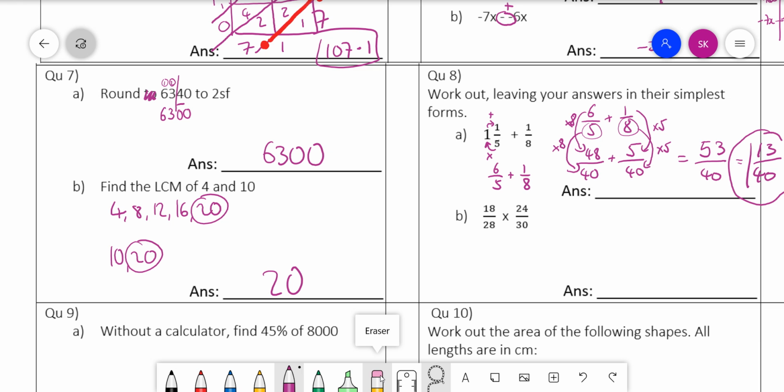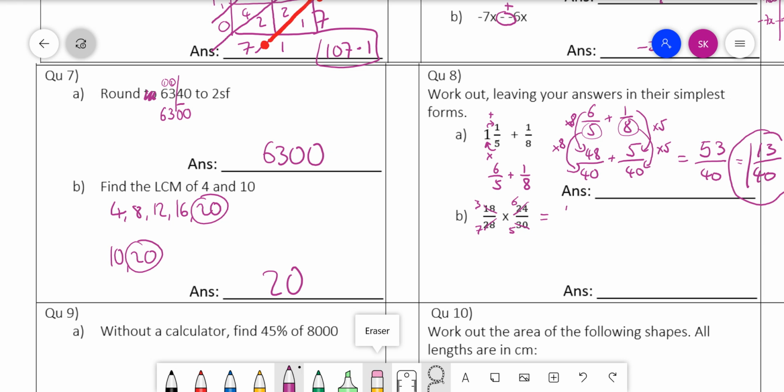Part B is 18 over 28 times 24 over 30. Well, multiplying fractions is top, top, bottom, bottom, but always make your life simple. Simplify first. So I'm looking at 28 and 24, and I'm thinking the highest common factor is 4. So if I divide them both by 4, I get 7 and 6. 18 and 30, the highest common factor is 6. So if I divide them both by 6, I get 3 and 5.